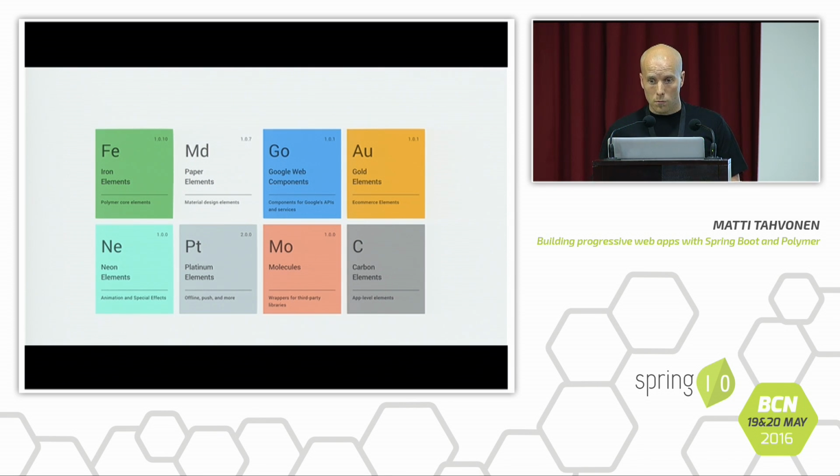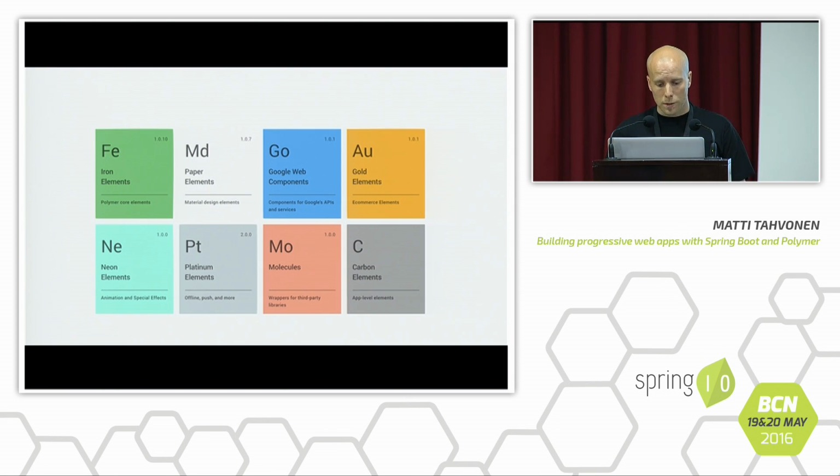So Polymer, these are all the modules that are in the Polymer project at the moment. There are these iron elements. These are really core. They are not that much styled elements. Then there are these paper elements which look like material design things from Google. So they have all fancy animations and styling. And then there are lots of different kinds of modules.